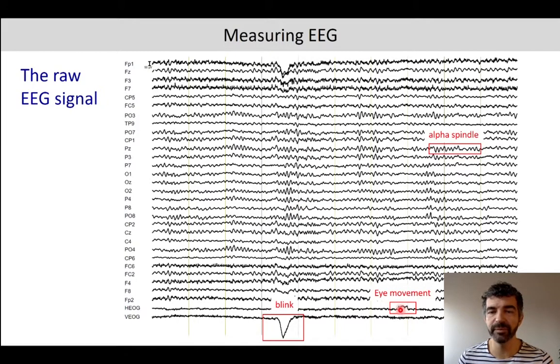And this is an eye movement. You can see this sudden onset and then sudden offset of the voltage change. This is because eyes move in saccades, so very rapidly, and then they rest for a while and they move rapidly again.